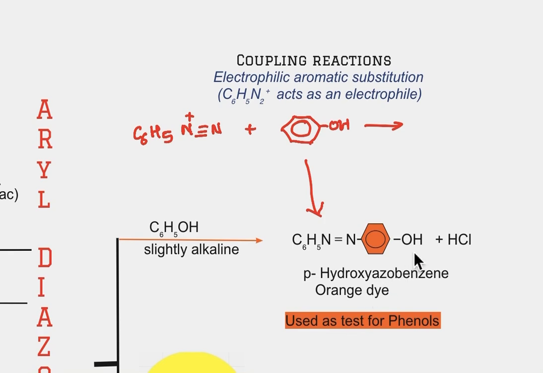I am sure you would have done this reaction under phenols, or you will do it under phenols. So the diazonium salt, now here it is this part, N positive, which is going to act as the electrophile. So it reacts with phenol under slightly alkaline conditions to give us para-hydroxyazobenzene. Because it's got an orange color, I thought it would be nice to give it an orange color just for easy recall.